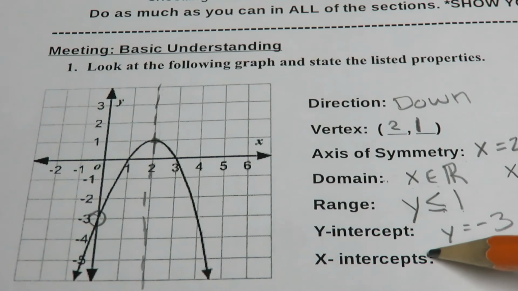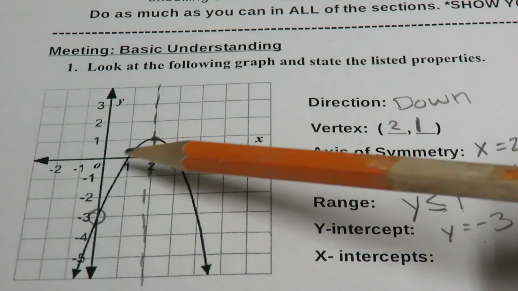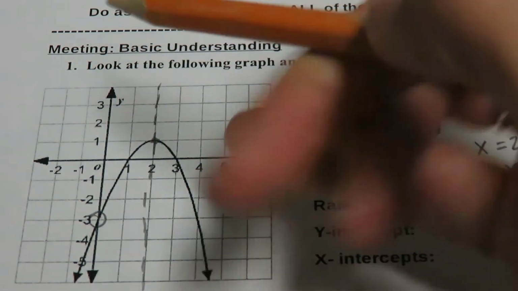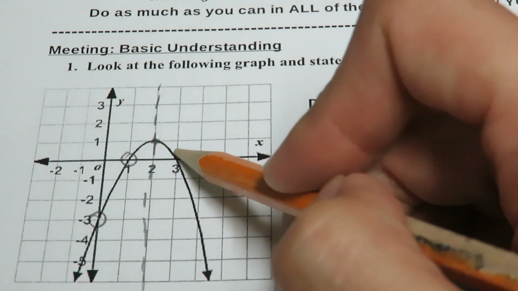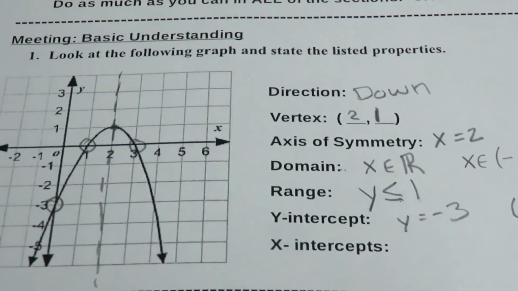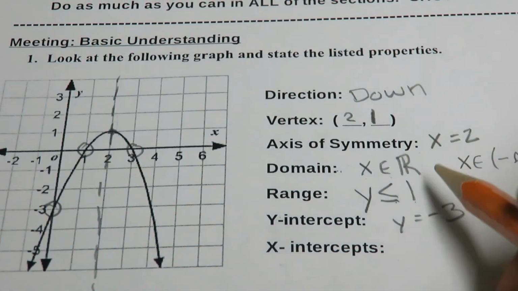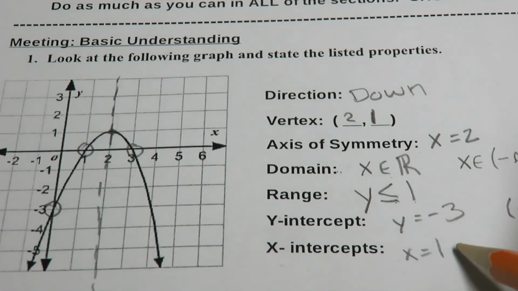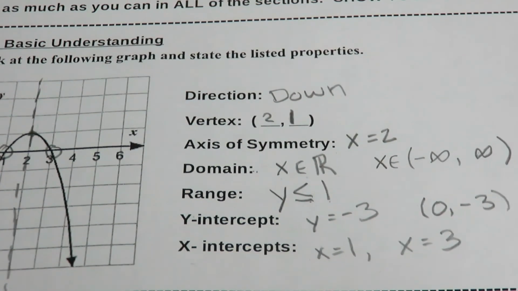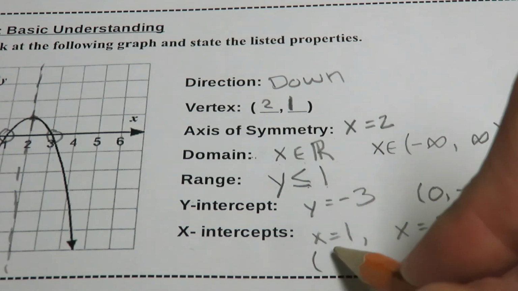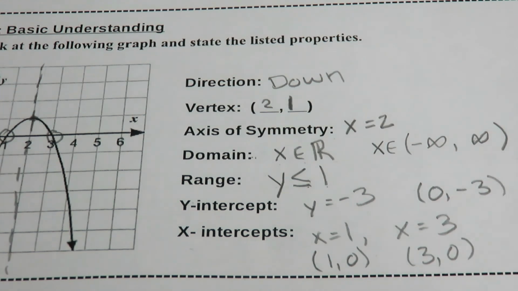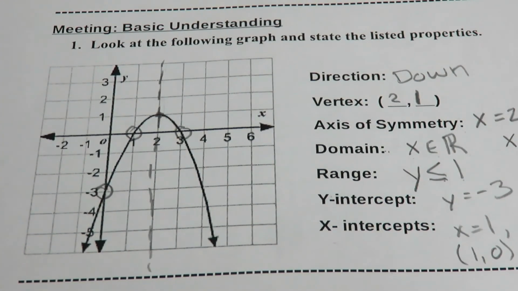The x-intercepts are similar. If the y-intercept is where it crosses the y-line, then the x-intercepts are where it crosses the x-line. So we cross the x-line here at 1, and we also cross it here at 3. So your x-intercepts are where x equals 1, that's one of them, and the other one is when x equals 3. Okay, and again, you could write these as points. That's the point 1, 0, and that's the point 3, 0. Okay, I hope that makes sense for question number 1.